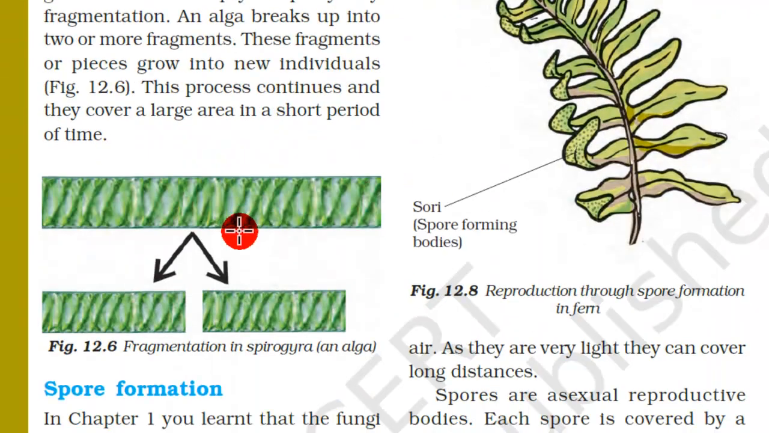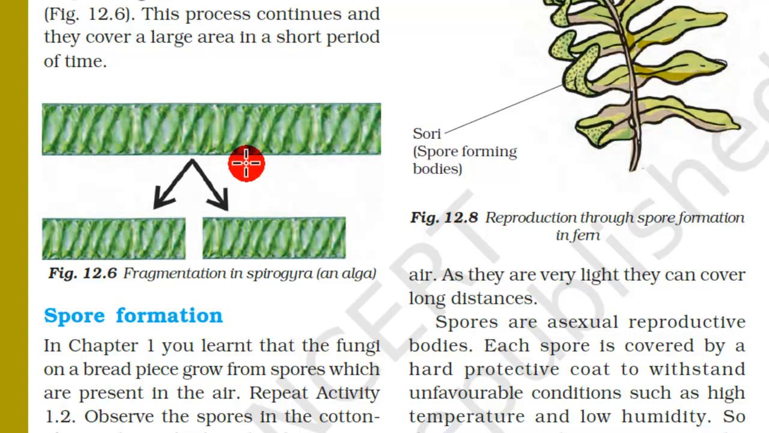Let's see the next topic, that is the fragmentation. The fragmentation in Spirogyra, an alga. Here we will see slimy green patches in ponds or in other stagnant water bodies like this. These are the algae. When there is water and nutrients, algae will grow and multiply rapidly by fragmentation.